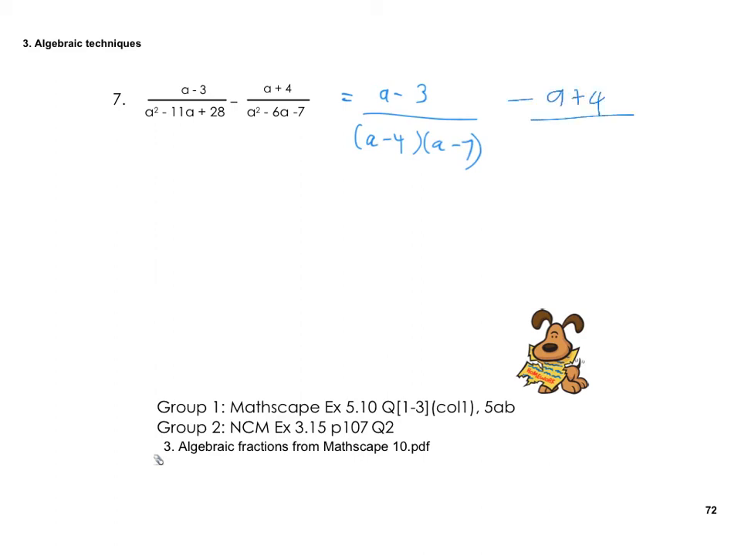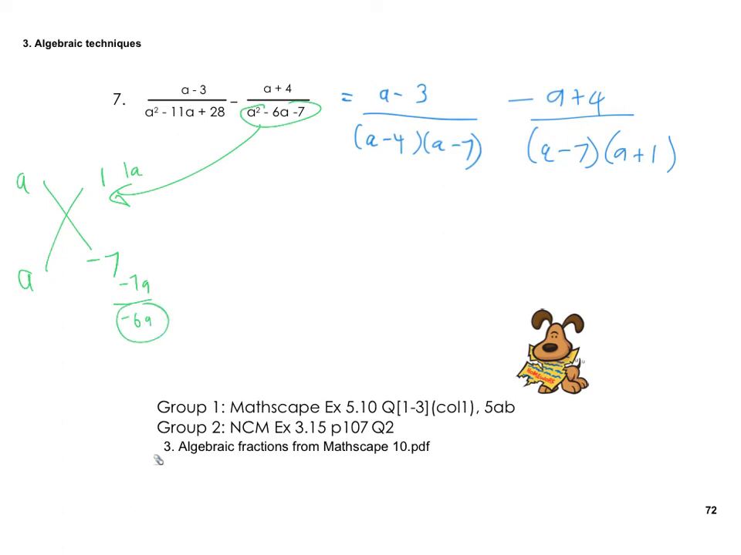a plus 4 over, again we're going to have two brackets. I believe it's minus 7 and plus 1. Again, to check that, minus 7 times 1 is minus 7, minus 7 plus 1 is minus 6. And again, just to clarify with the cross method: a and a, minus 7 and 1. A times minus 7 is minus 7a. A times 1 is 1a. 1a minus 7a is minus 6a. So these are my factorizations, which is what we have.